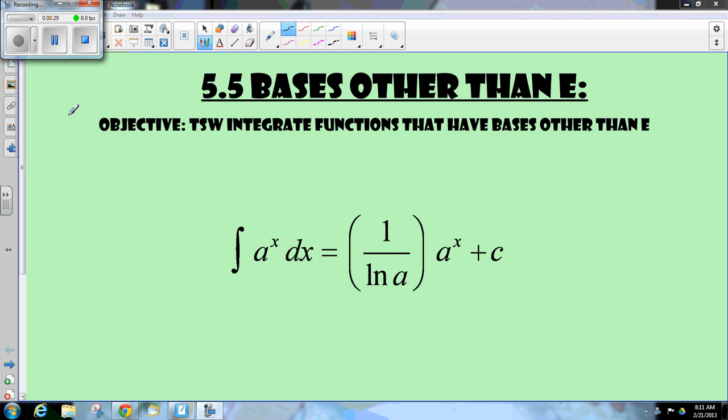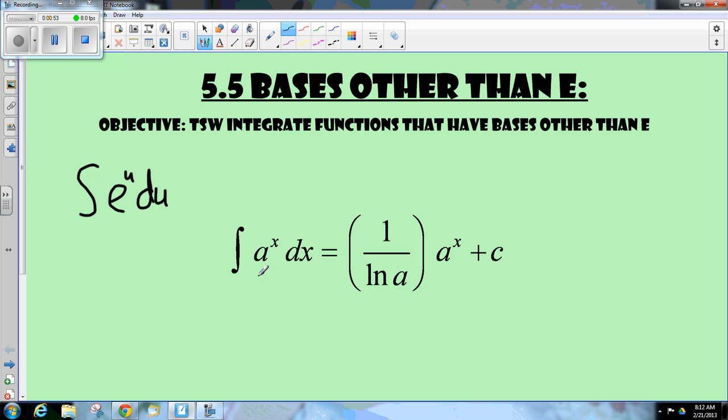Okay, today we're going to do 5.5, which is bases other than e. And we've been integrating things lately where it's e to the x or e to the u du. And the integral of e to the u du is just e to the u, or the integral of e to the x is just e to the x. Well, what happens though if that base is something other than an e? For example, what happens if it's a number?